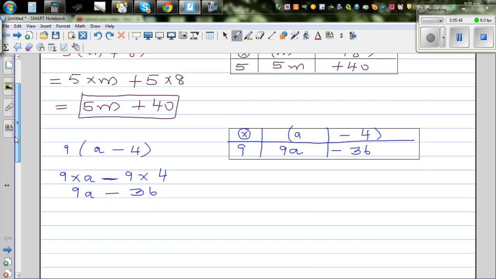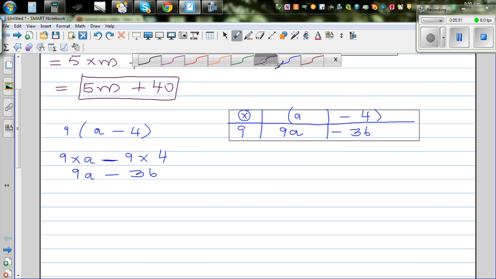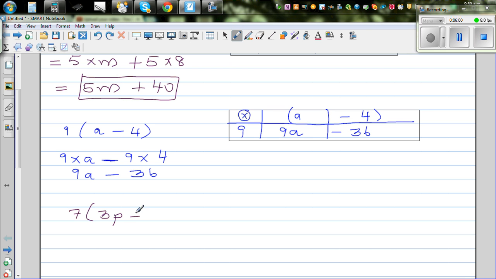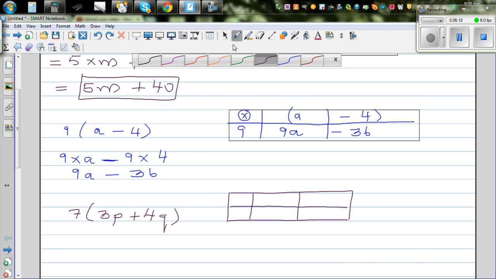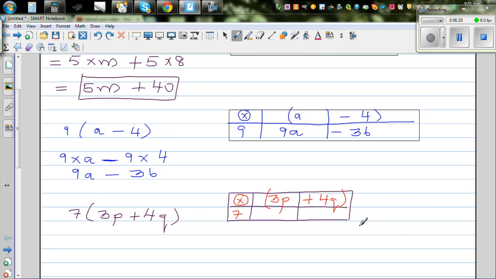Okay, one more example. What happens if it is, say, 7 bracket 3p plus 4q? Same process, no different. You make a grid or make a rectangle and split. So this is 1 by 2 digits. So this is 1, let me write 7 here. This is 7 times 3p, I'll put a bracket, plus 4q, just to show you the bracket here.